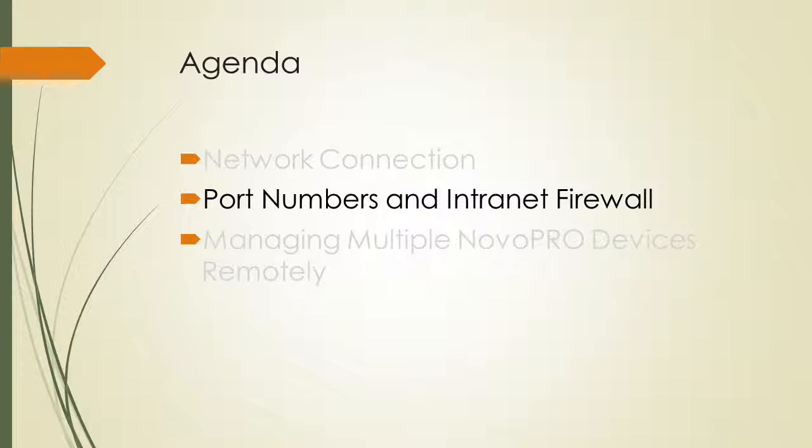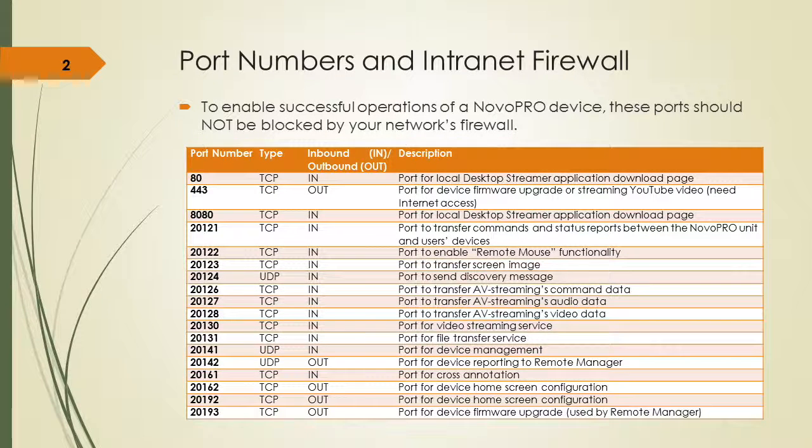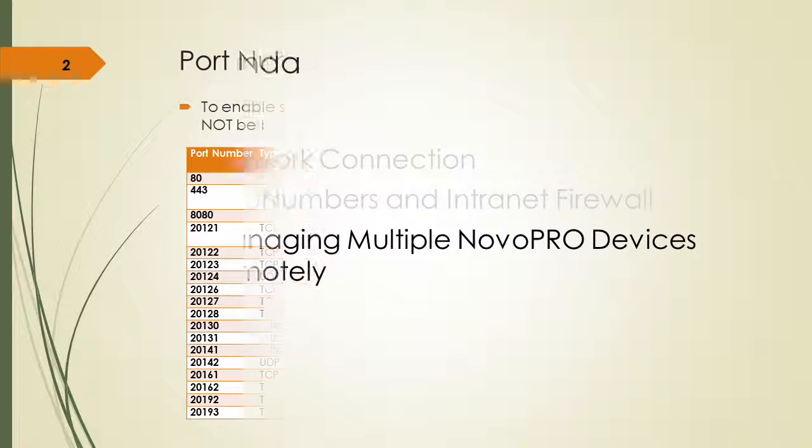Beyond the physical network setup, there are a variety of ports and firewall settings that need to be considered. To enable successful operations of a NovoPro device, these ports should be opened and not blocked by your network's firewall. You should work with your network administrators to sort this out before deploying NovoPros onto your network. This list can be found in the published Network Deployment Guide for NovoPro.